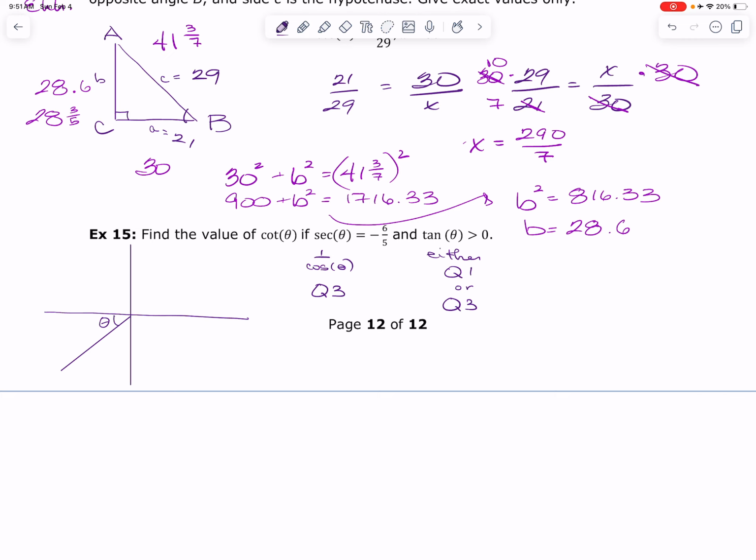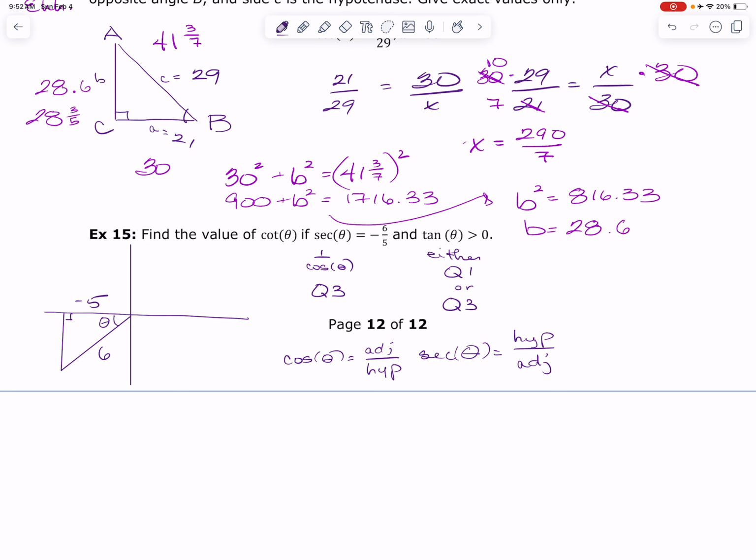Cosine is adjacent over hypotenuse, or length of the adjacent side over length of the hypotenuse, which means our secant is length of the hypotenuse over length of the adjacent. So my hypotenuse is 6. Keep in mind my hypotenuse is always positive, which means the adjacent side is -5. Or let me rephrase. The length of the side is 5. It's going in the negative direction.